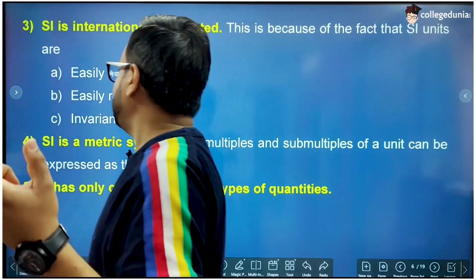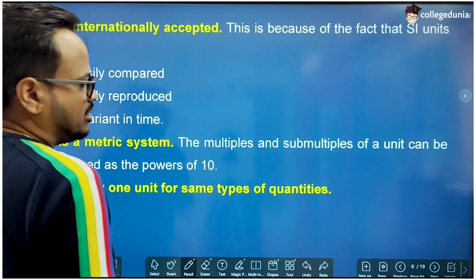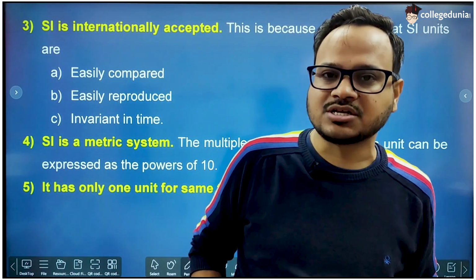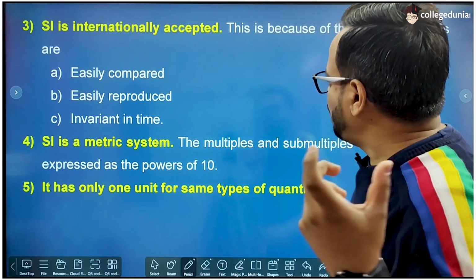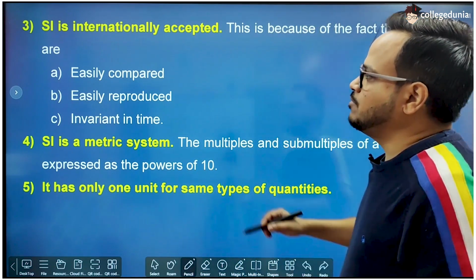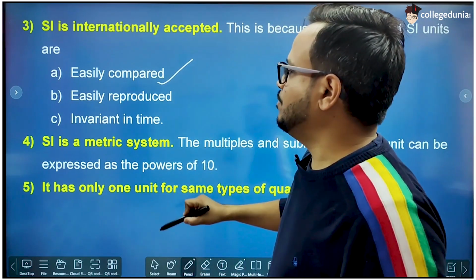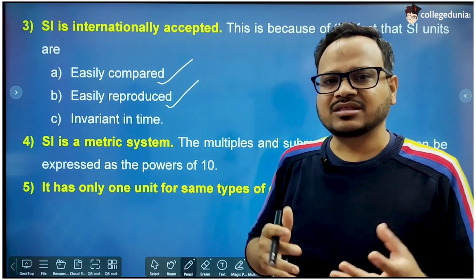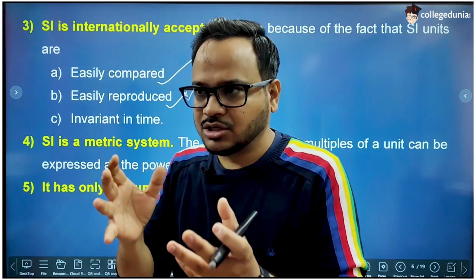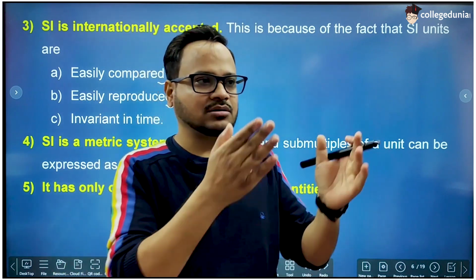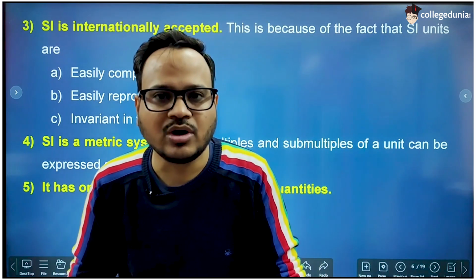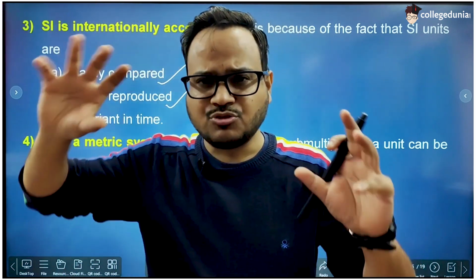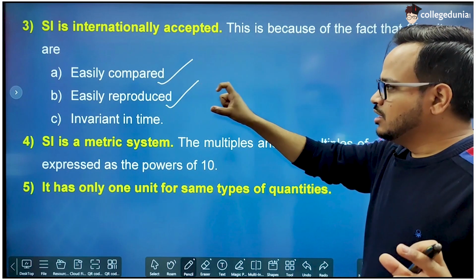Okay. It is internationally accepted. It is an internationally accepted system. All countries use this system, right? Why is this internationally accepted? Because the units can be easily compared. Units can be easily reproduced. Units can be easily compared. Like you can easily compare between gram and kilogram. You know that the kilogram is 1000 times heavier than gram. So this makes things very easy.